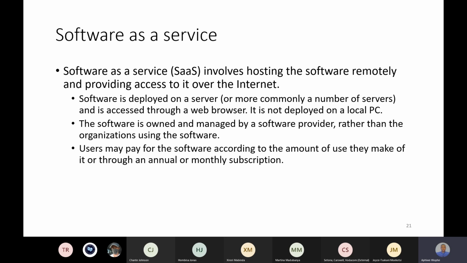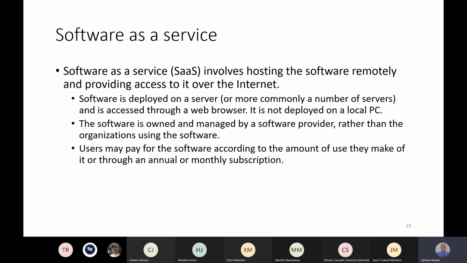So you are limited in what you can and cannot change. Users may pay for the software according to the amount of use they make of it or through an annual or monthly subscription. So there are different subscription models that the different service providers offer companies. The most popular one, obviously, is the monthly subscription, where you pay monthly and you are billed at the end of the month. So your bill may not be the same during the time where you are experiencing heavy traffic. Then they would adjust your resources for you.